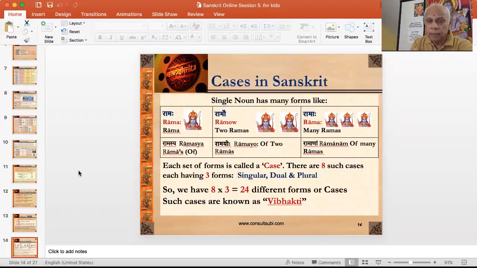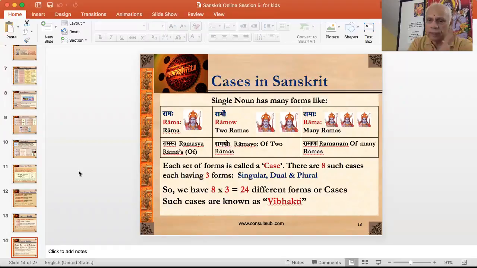Another example is Ramasya, means Rama's. I gave you the example of Ramasya Patni Sitaha. Rama's wife is Sita. It means Ramasya means of Rama. Sita is the wife of Rama.